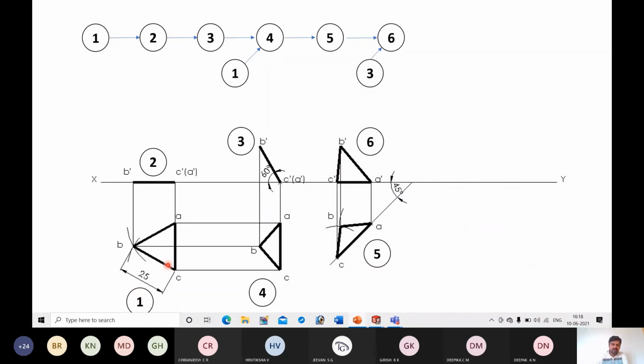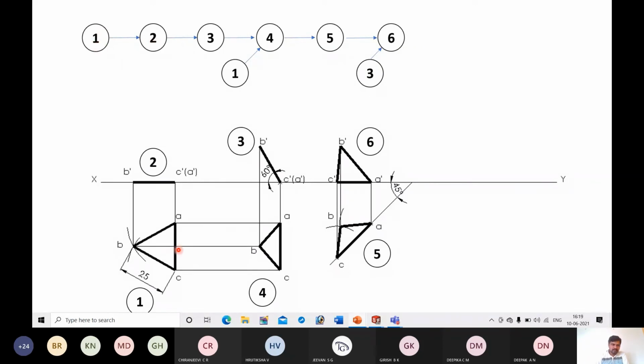The top view will be drawn first, and this will have the true shape. Next, the front view. Next, this. Next, this. Next, first, second, third, fourth, fifth, sixth. Totally 3 top views and 3 front views. So this will give you the flow of construction. First, you will draw the top view. It will be a regular polygon, that means the true shape of the given polygon.